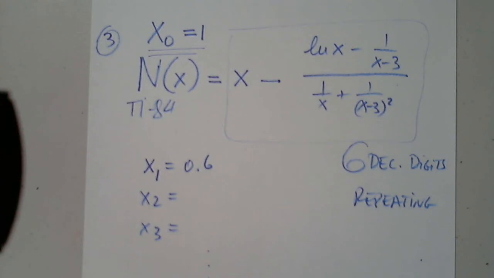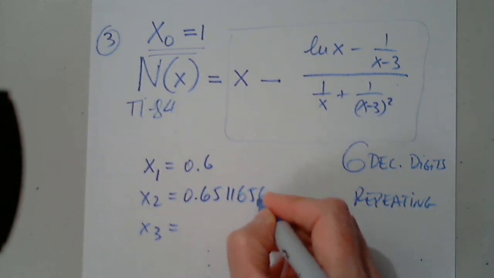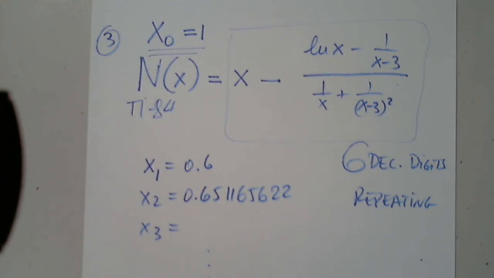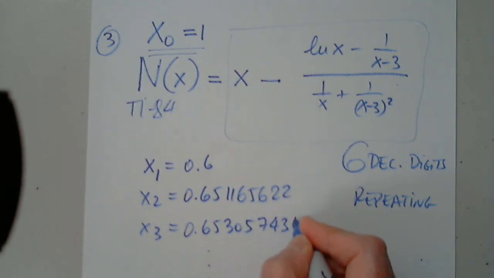So now you want the function to be calculated using 0.6. So I press enter, and I get my second iteration, 0.651165622. From this moment on, I don't have to do anything else but click, click, enter. It will automatically plug in the previous answer here. So my x sub 3 is 0.6530574313.